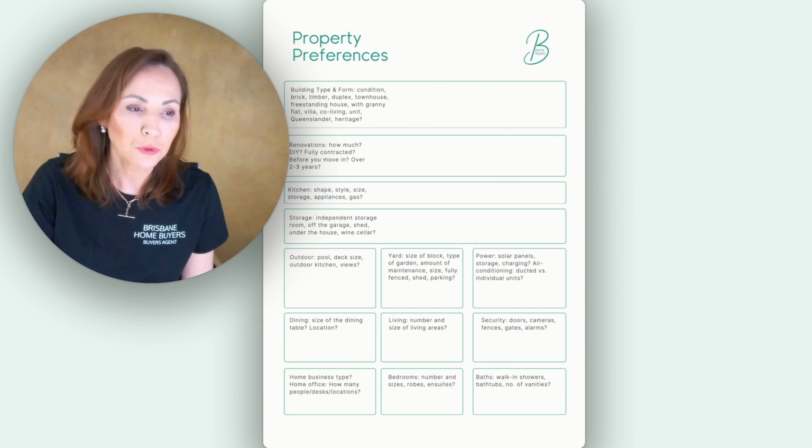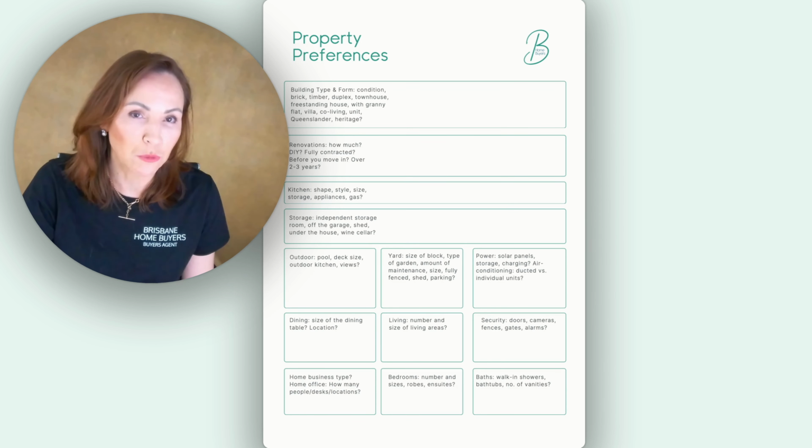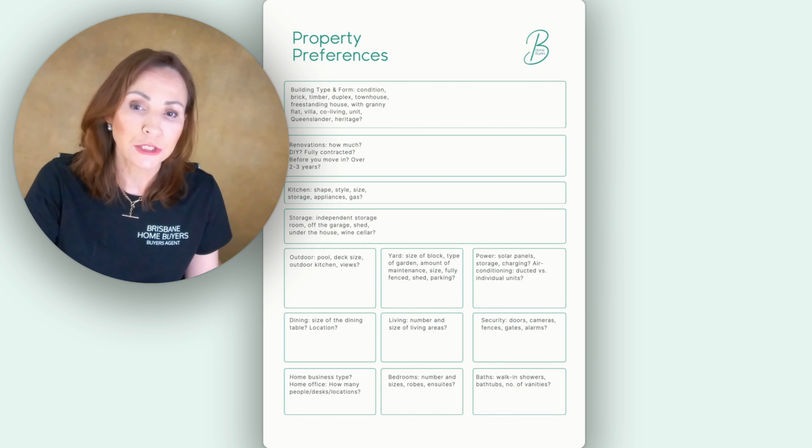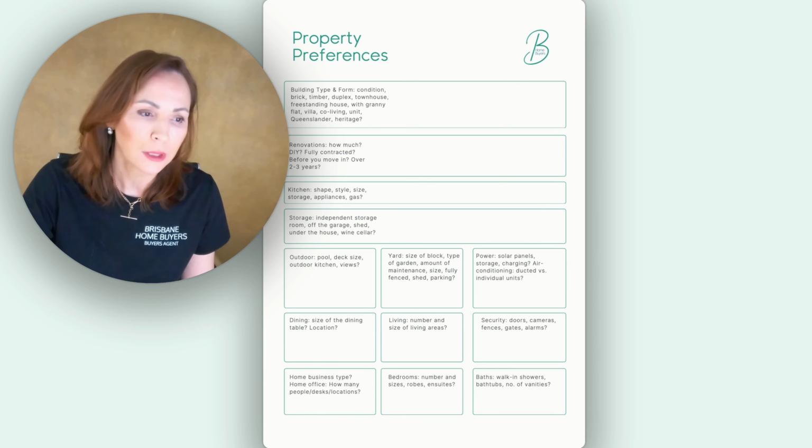Outdoor. Do you want a pool? What size deck are you looking for? Do you want an outdoor kitchen? Are views important to you? Dining. What size dining table do you need? Where do you want the dining table to be? Do you want it to be in addition to a separate meals area? Do you want to have a defined dining room?